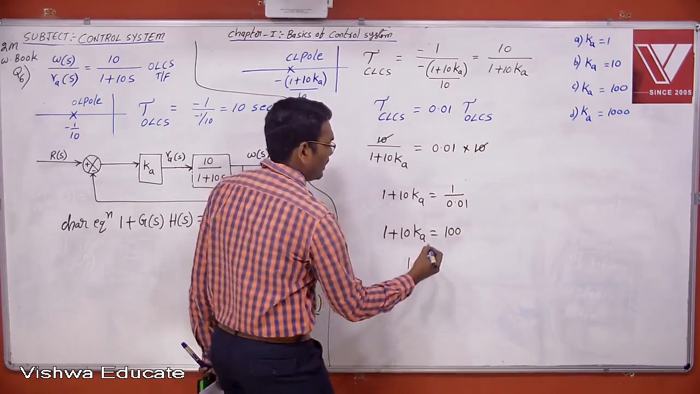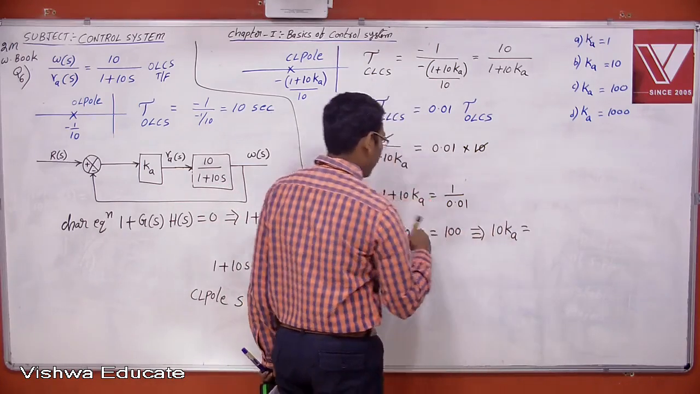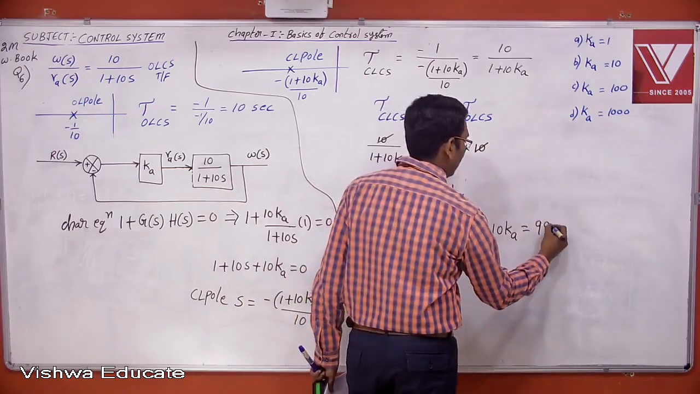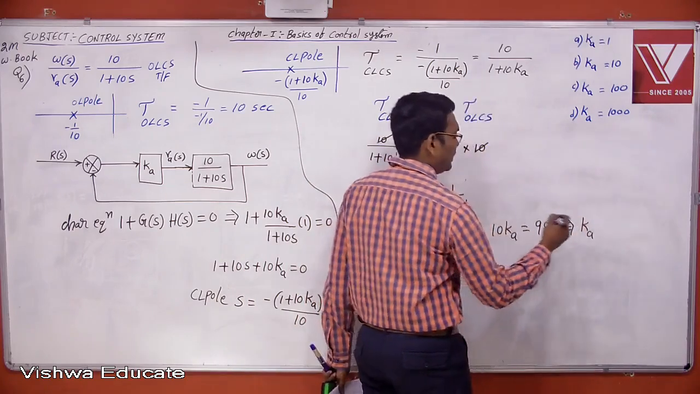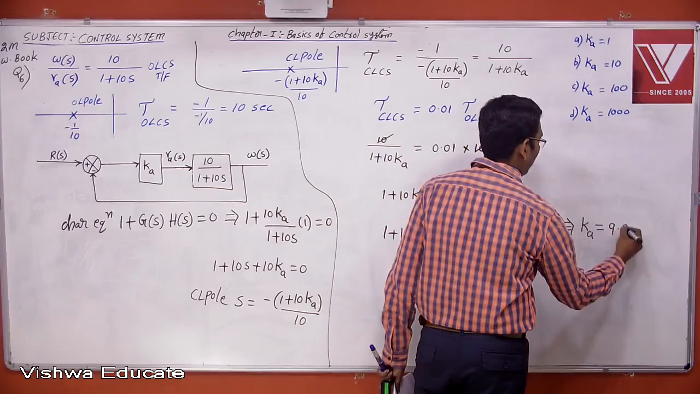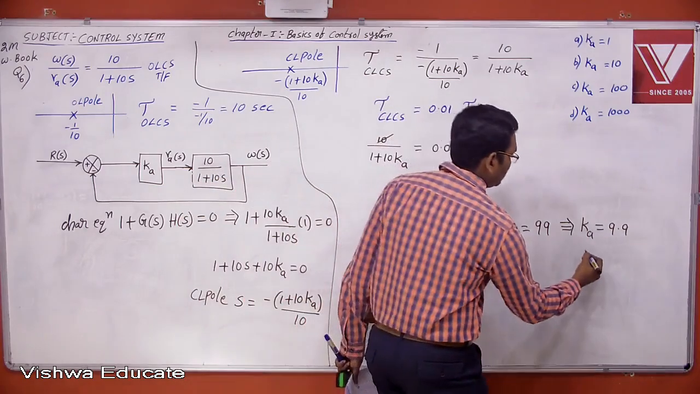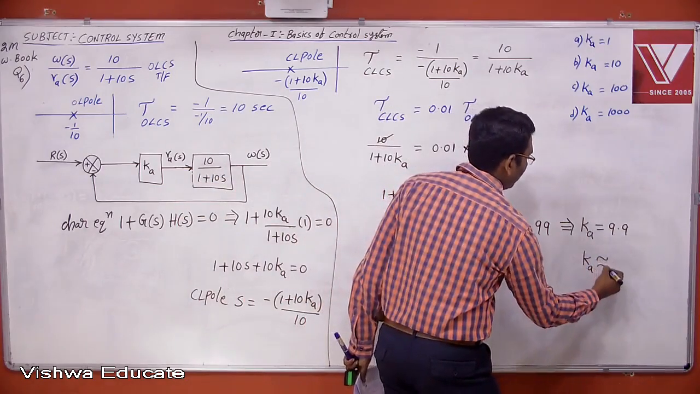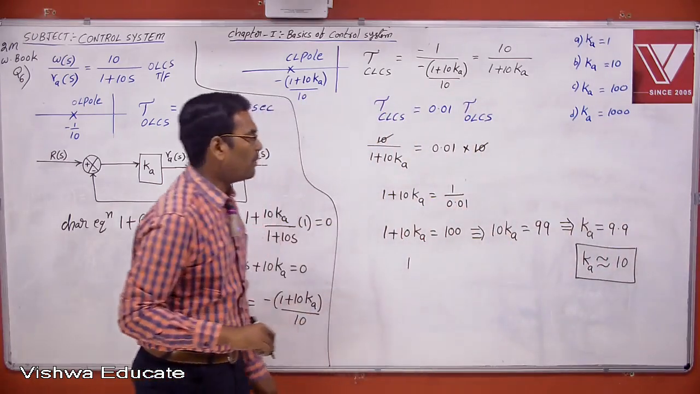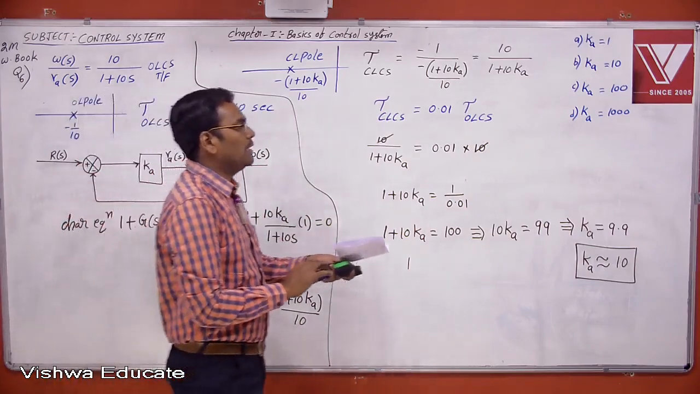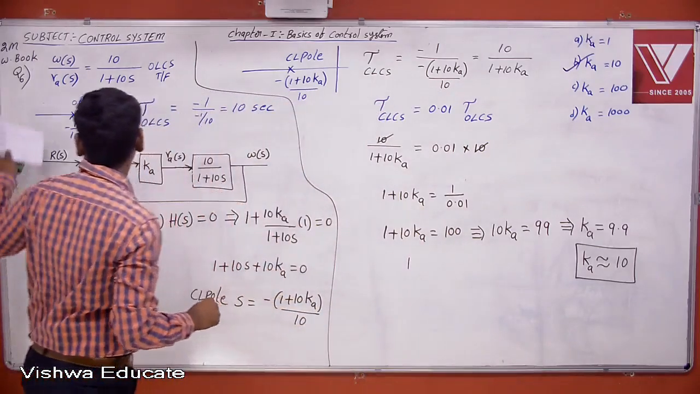Now 10 into Ka is equal to 100 minus 1, which is 99. Therefore, Ka is equal to 99 by 10, which is nothing but 9.9. Therefore, the approximated value of Ka is equal to 10. Now, option B is correct. This is question number 6 in our handbook.